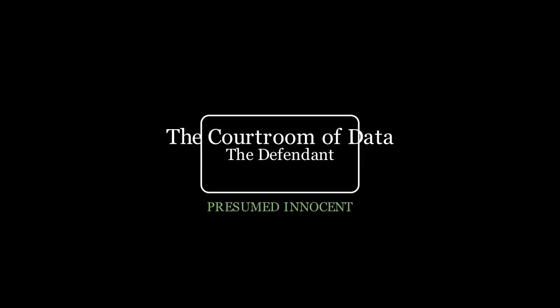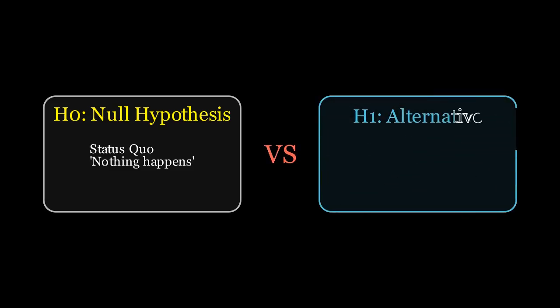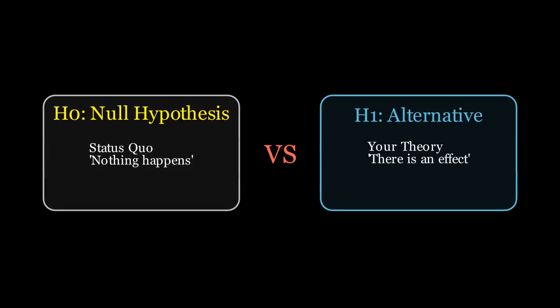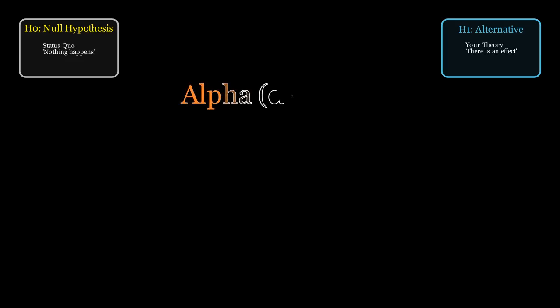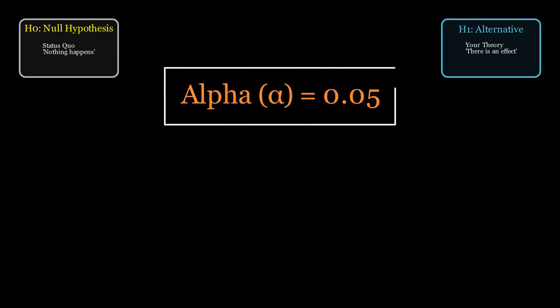The first step is defining our two competing claims: the null hypothesis, or H0, and the alternative hypothesis, or H1. The null hypothesis represents the status quo, the idea that nothing interesting is happening, or that there is no effect. The alternative hypothesis is your theory, the challenger that claims there is a real difference or effect. If you're testing a new drug, H0 says it doesn't work, while H1 says it does. But how do we decide which one to believe?